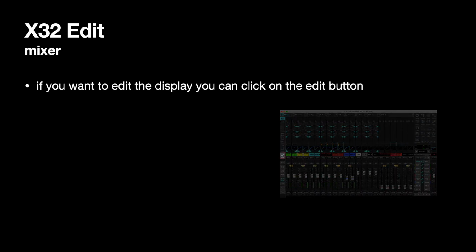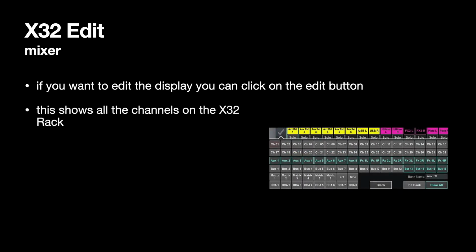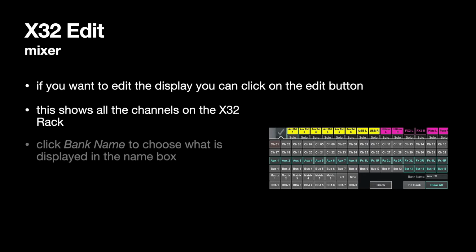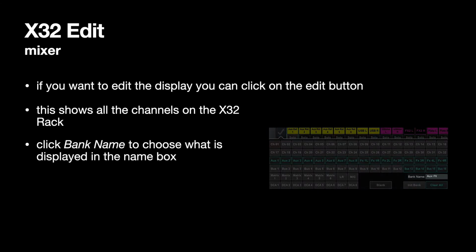So if you want to edit the display, then you click on the edit button, which is on the left of the screen. So it's just above the 1 to 32, you see that little edit button. And when you click on that, you'll see all the channels on the X32 as names, and you can choose which ones you want to display. If you want to change the name that's on this, so instead of being auxes and effects, you could change this to anything you wanted it to be. I think it's 12 characters maximum.